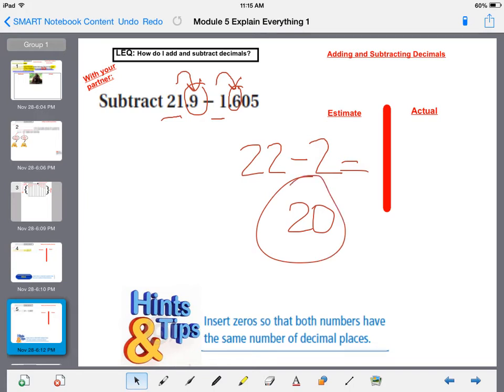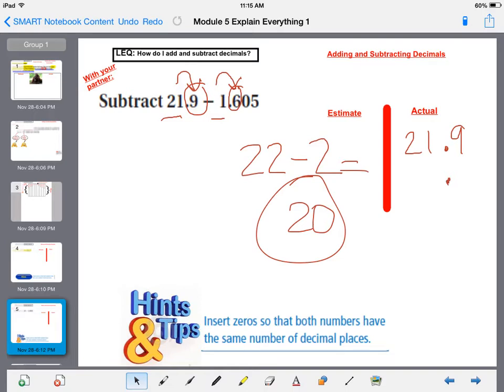Now we go ahead and we're going to write the actual 21 and 9/10. Now, when we subtract 1 and 605 thousandths, again, a common mistake would be to place the 1 under the 2, the 6 under the 1, and the 0 under the 9. But that would be incorrect because we would not be placing them in the right place value. So we always want to start by lining up the decimal point. That will now help guide us.